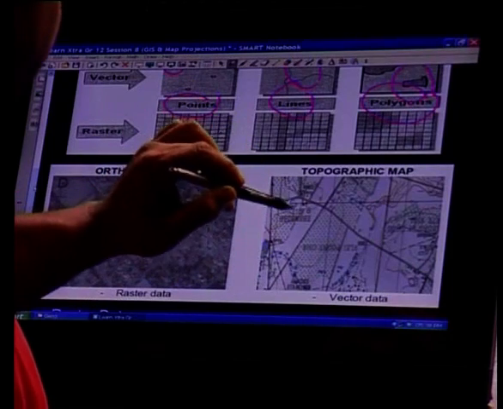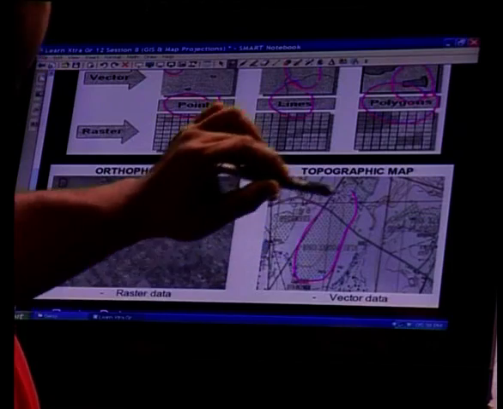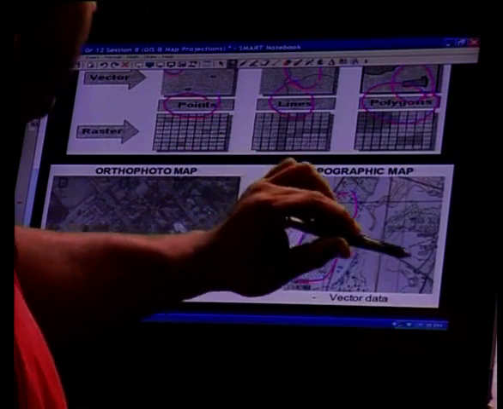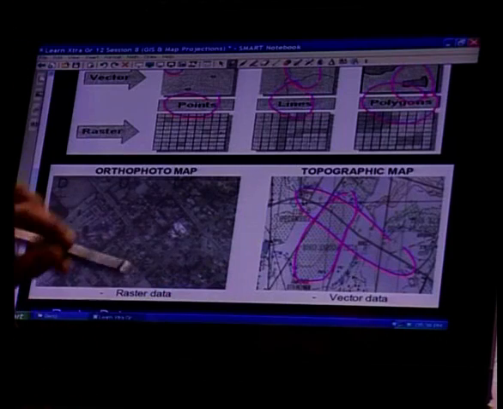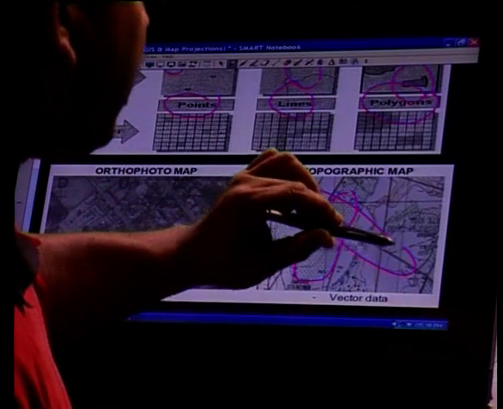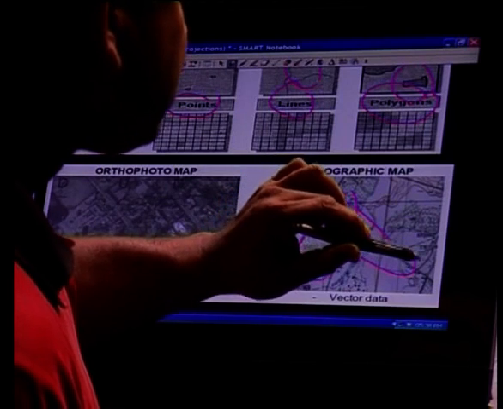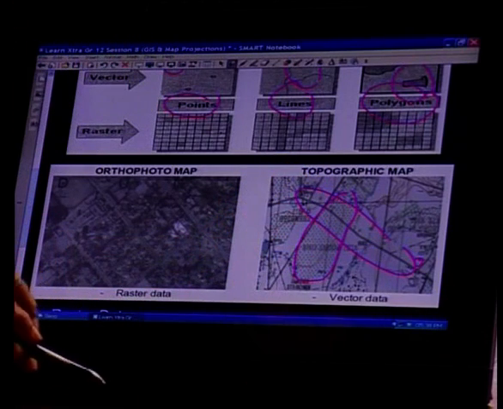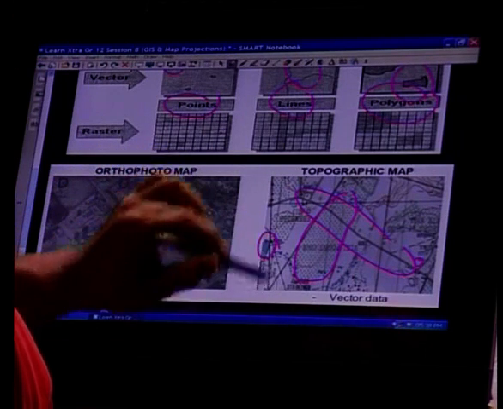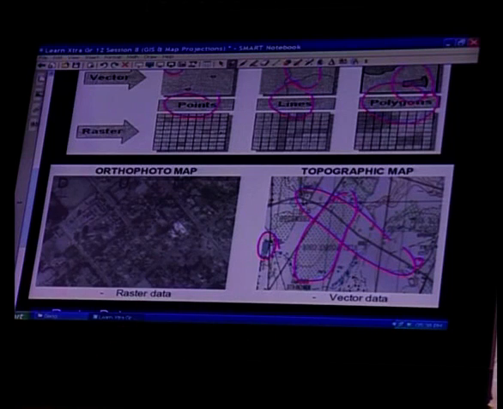This could be a polygon, it's cultivated land. There's a road here which shows you a line. I can see a little dot there, that is your points. So the dam down here is your polygon, it's a closed feature. So that is your vector data.